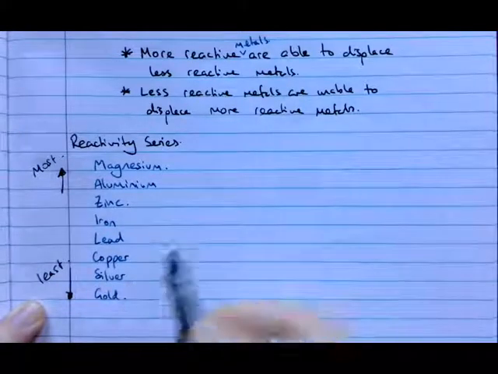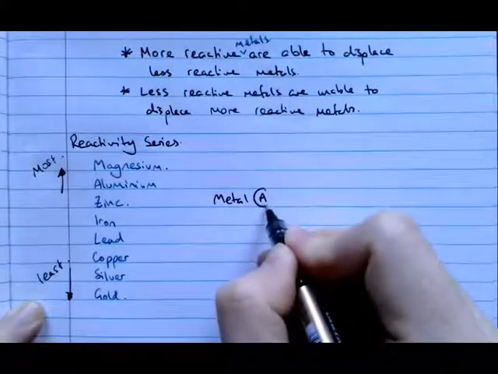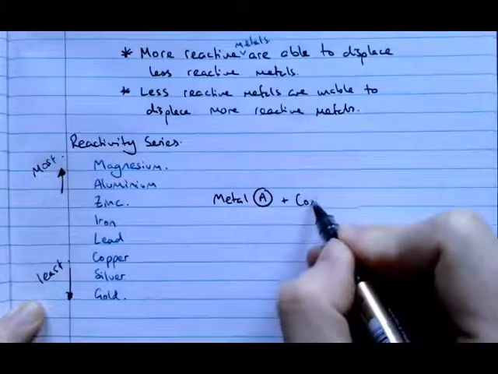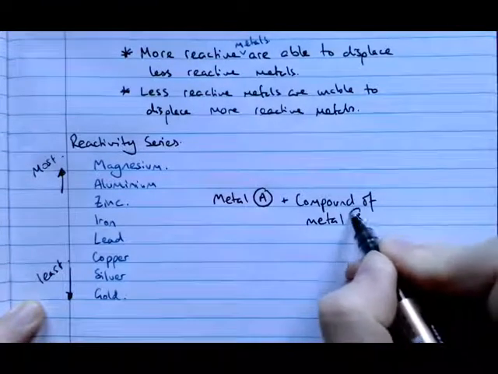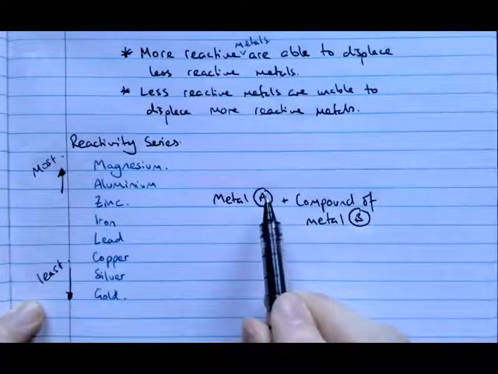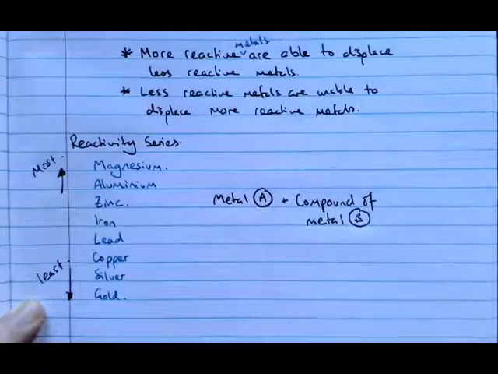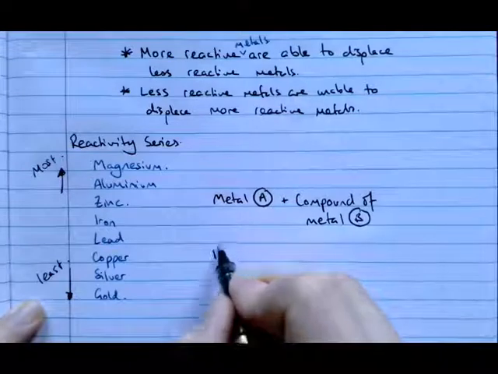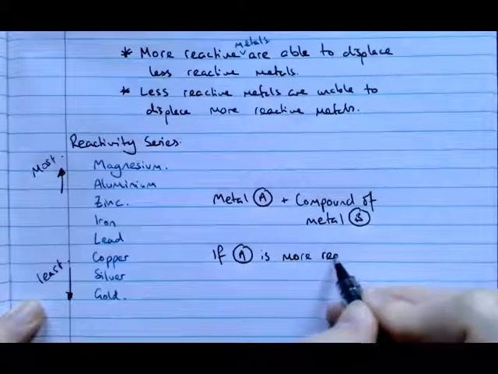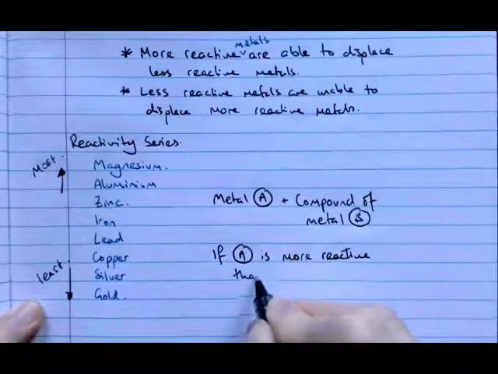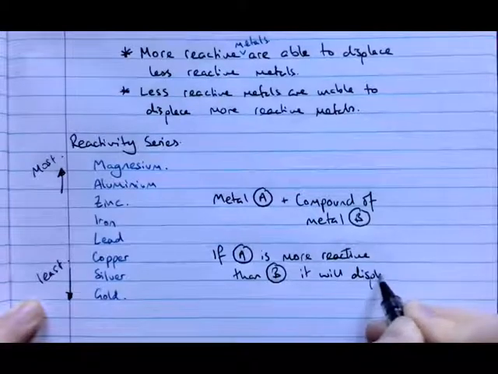Now, we can say that if I have a reaction between metal A and a compound of metal B, if A is more reactive than B, it will displace it. Okay, so if A is more reactive than B, it will displace B.